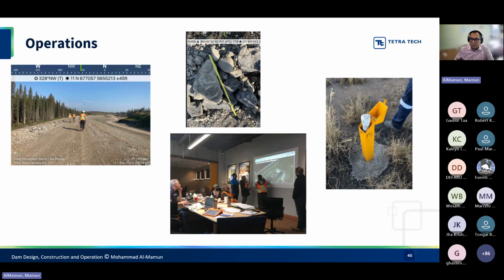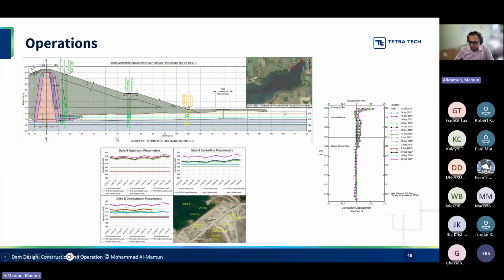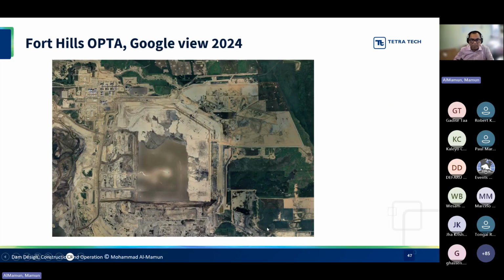What else? Yeah, this is just some photos from some of the projects that we did. This is a standpipe piezometer. This is an emergency exercise that the Alberta government did, and this is our team working on a dam. This is just to take a measurement of the repair. Some of the projects that we did, I think, where we looked very closely at the instrumentation and the regular or periodic monitoring, and it's a big part of operations of the dam.